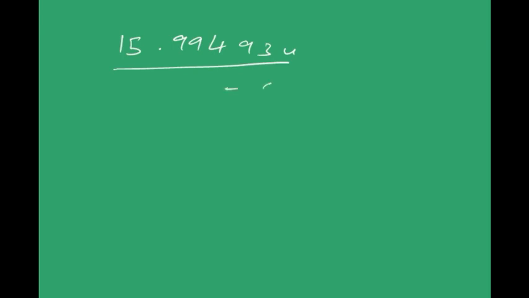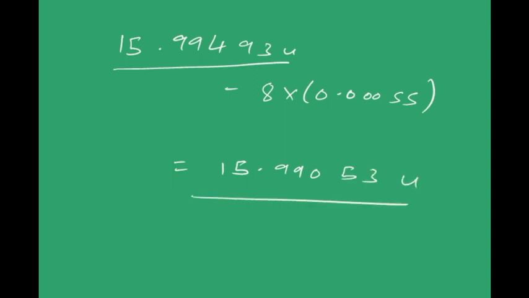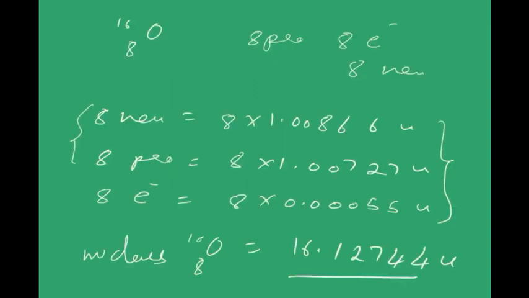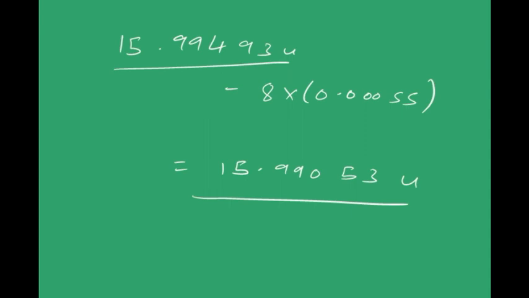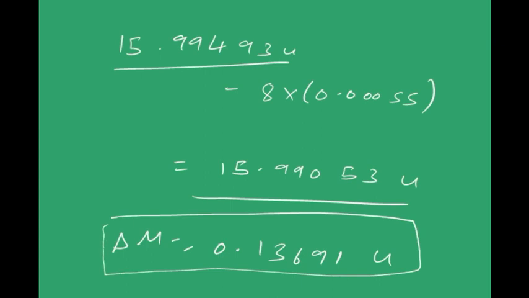So let us subtract the mass of electrons from it, which is 8 into 0.00055 atomic mass units, right? So finally, I get 15.99053. This is the observed mass, that is the mass found through experiments, right? But actually we expected it to be 16.12744. So the observed mass is less than the expected mass, and it is less by 0.13691. Just subtract those two numbers. This is known as mass defect.